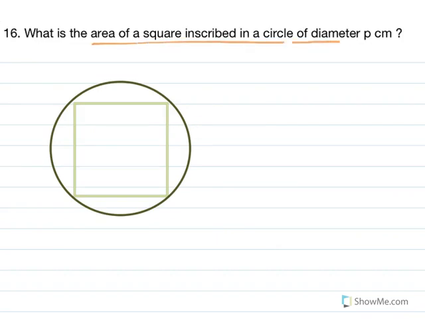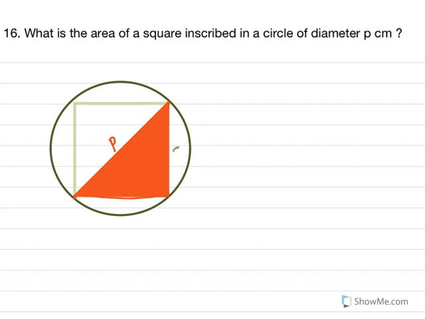What is the area of a square inscribed in a circle of diameter p centimeters? So here we have a circle. This is the diameter of the circle, and this is given as p. First we have to draw the right triangle. This is the right triangle. So in this right triangle here are the sides of the triangle. This is 90 degrees, so we'll mark it as A, B, C and D.